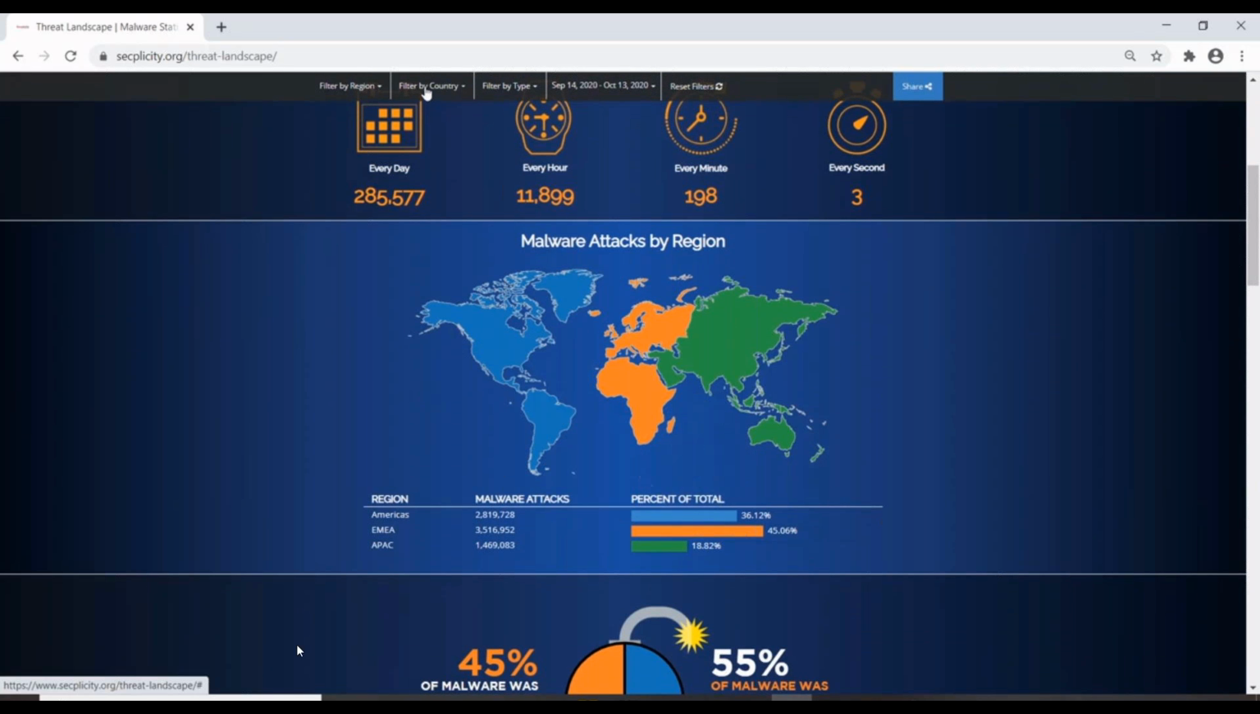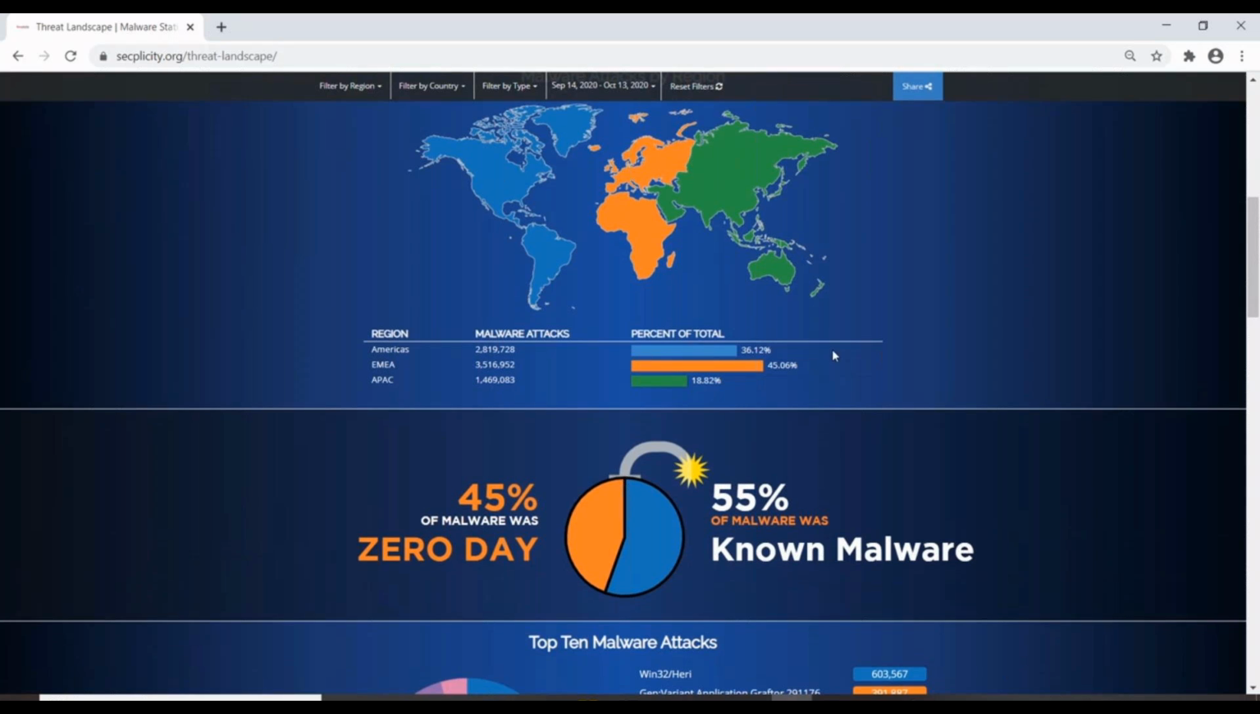You can filter by country or by region or by the type of the attack, whether it is a malware or network attack, and so on. You can see here that the first one is the Americas, which is 36% for malware attacks. Then we have EMEA with 45% and APAC with 18%.